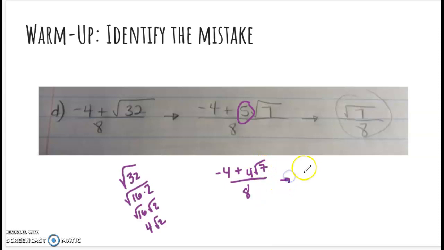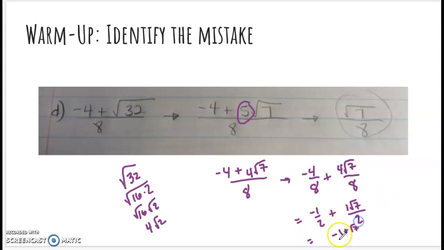If you really wanted to try simplifying it, you could break it down this way into two individual fractions. Sometimes that's helpful. Or you could even go one step further here. Negative 4/8 is the same thing as negative 1/2. 4 square root of 7 over 8 is the same as 1 square root of 7 over 2. We could smush it back together here. So this is the same thing as saying negative 1 plus the square root of 7 over 2. That'd probably be the most simplified form.